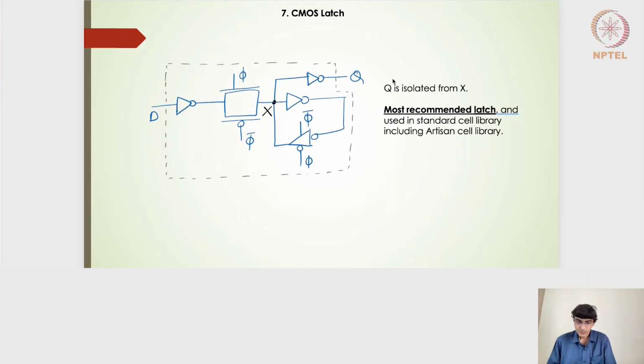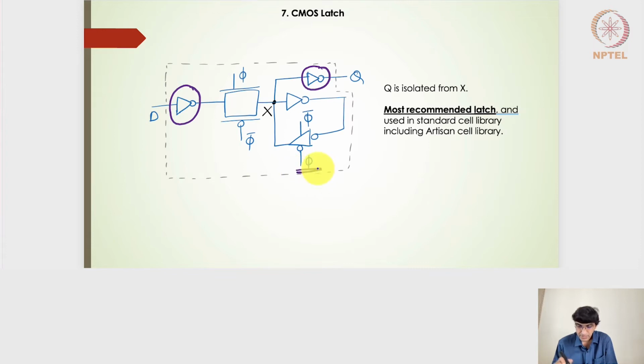Alright, so this is what we had seen, the CMOS latch in the last lecture, where we had this particular inverter. This inverter is used to make sure that the input noise doesn't get passed into the output of the flip-flop. And this particular inverter is there so that we avoid the sensitivity of the output noise getting coupled into the input of the latch design.